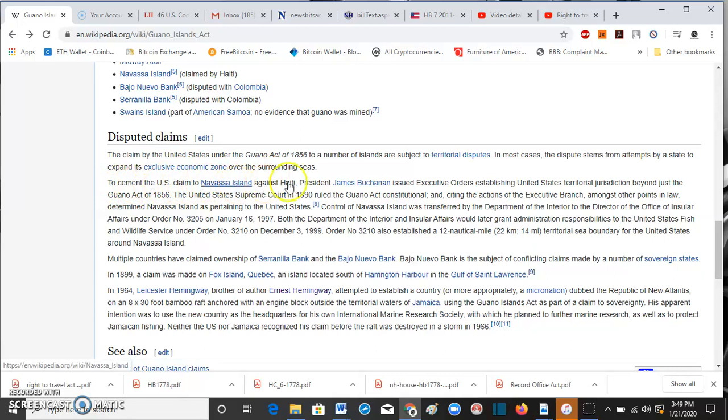To cement the U.S. claim of Navassa Island against Haiti, President James Buchanan issued executive orders establishing United States territorial jurisdiction beyond just the Guano Act of 1856. The United States Supreme Court in 1890 ruled the Guano Act constitutional, citing the actions of the executive branch amongst their other points in law, determining Navassa Island as pertaining to the United States. Okay, check this out.